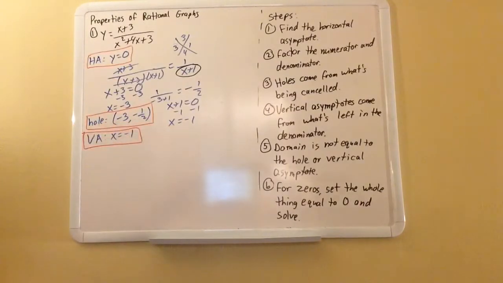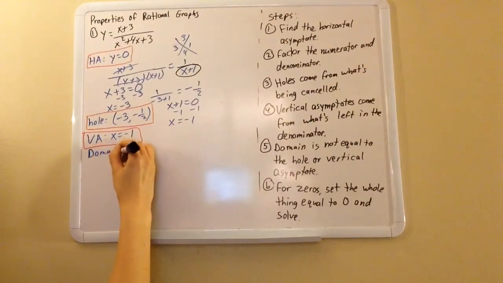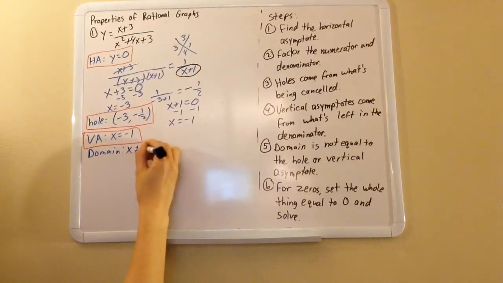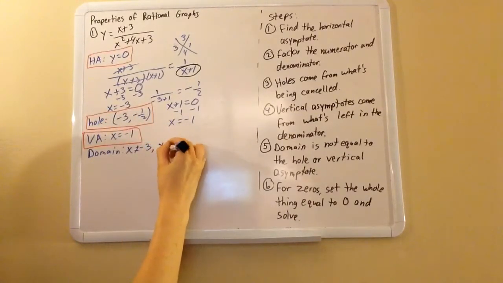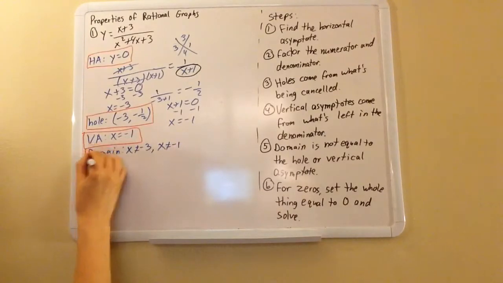Now, my domain is just not equal to the hole or vertical asymptote. This is very similar to when I talked about the excluded values in the domain. The hole and the vertical asymptote, those are excluded values, so the domain just isn't equal to them. It's just x is not equal to negative 3, right? I'm just looking at those x values, and x is not equal to negative 1. Alright, so that's my domain.